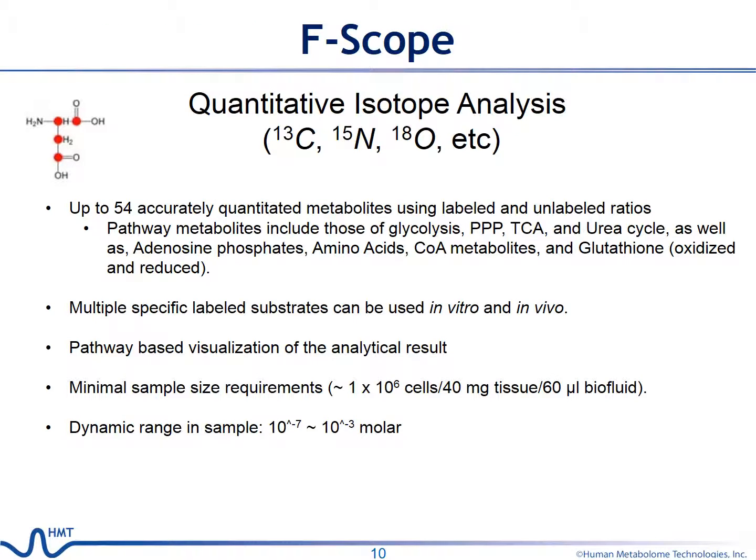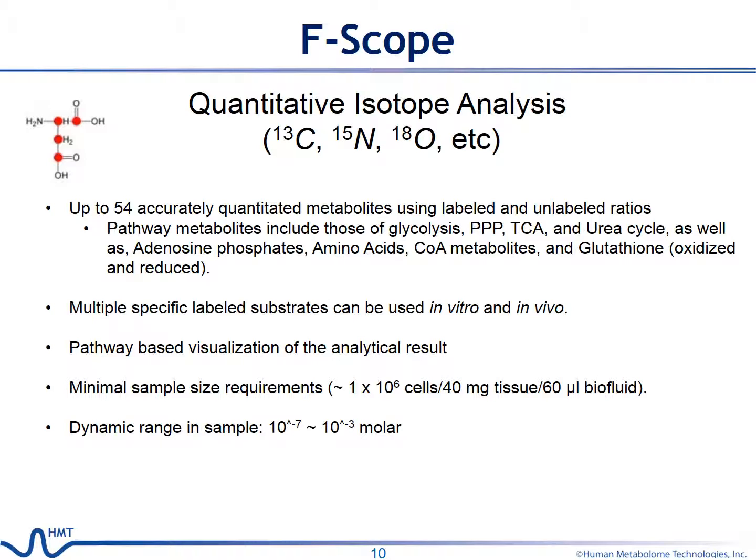Our F-scope platform includes the quantitative analysis of 54 metabolites central to energy metabolism. Targeted metabolites in F-scope include those from glycolysis, TCA cycle, pentose phosphate pathway, adenosine phosphates, amino acids, urea cycle, and glutathione. Typical substrates include glucose and glutamine.